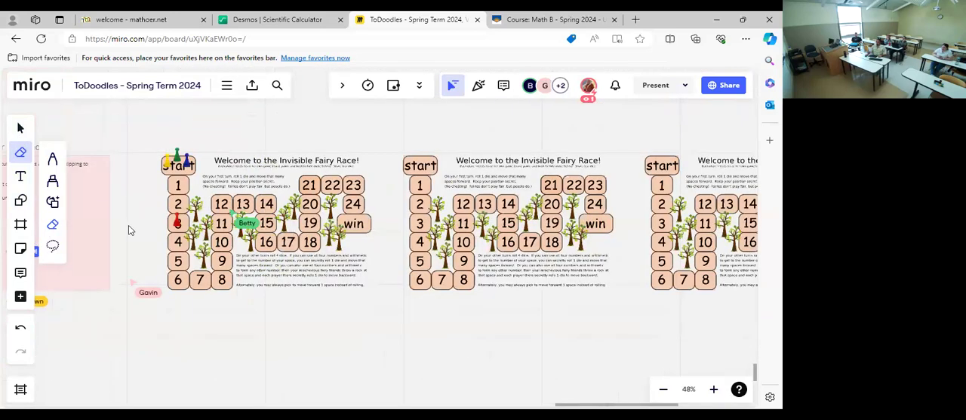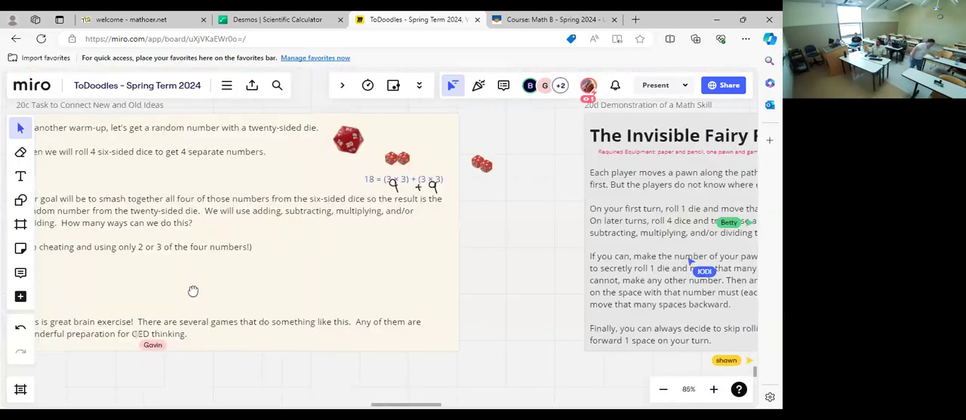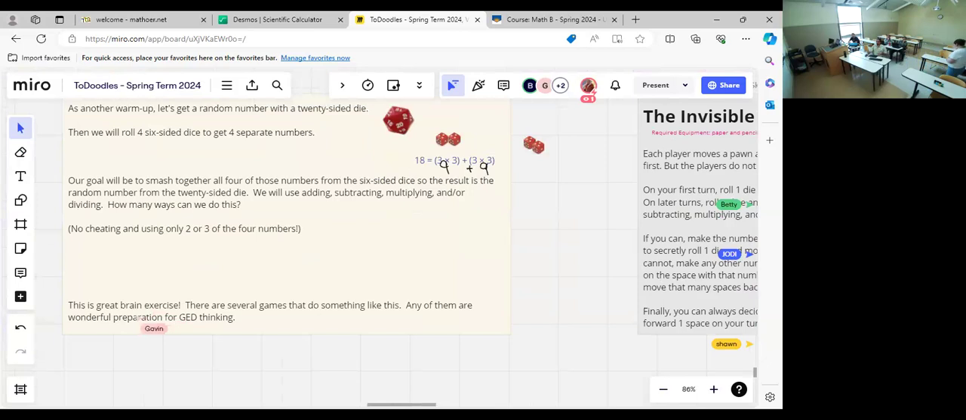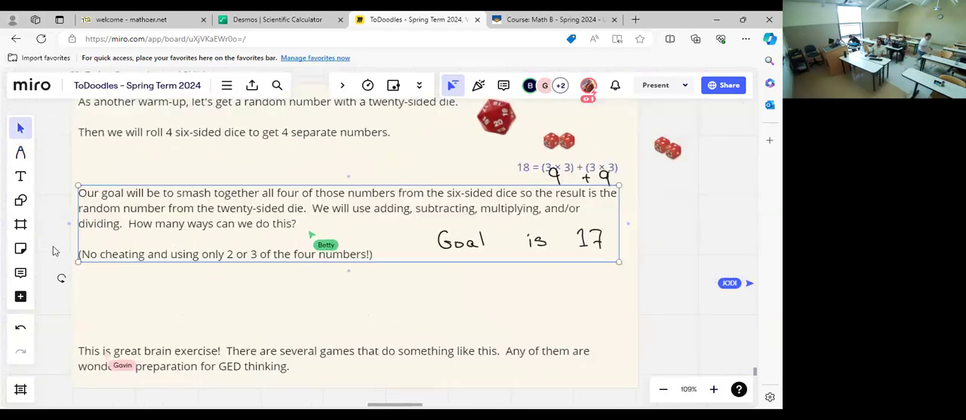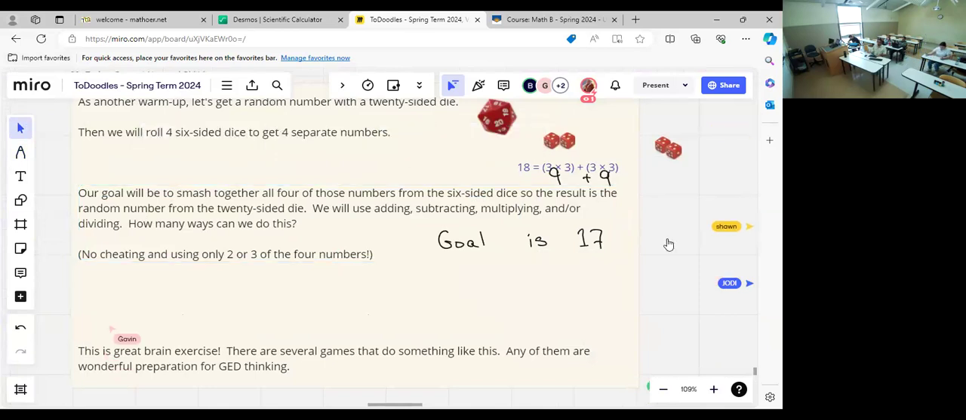So first, let's do some practice. That's what the 20-sided was for. Roll a 20-sided and tell me a number, and we're all cooperatively going to try and get to it. 17. Okay, so our goal is 17. And what four numbers do we have from the 6-sided dice? Roll the 4 6-sided dice. We'll see what number we're getting. Five, six, two, and two.